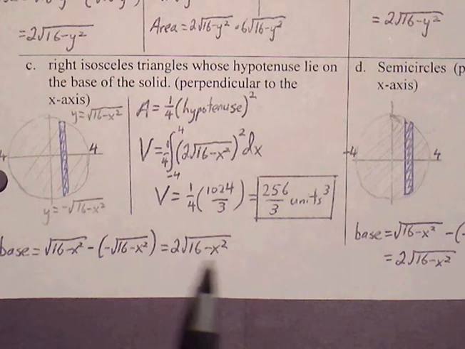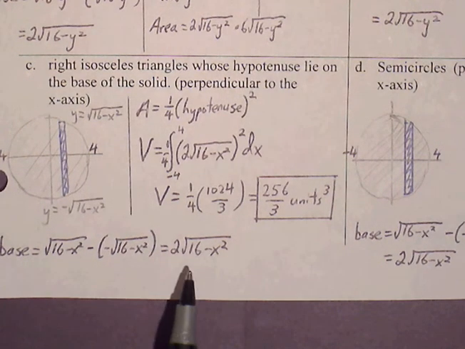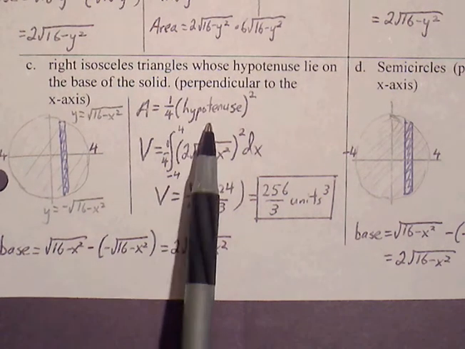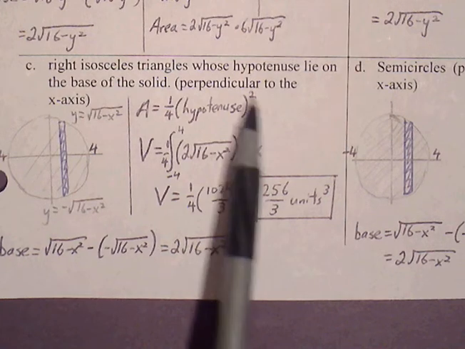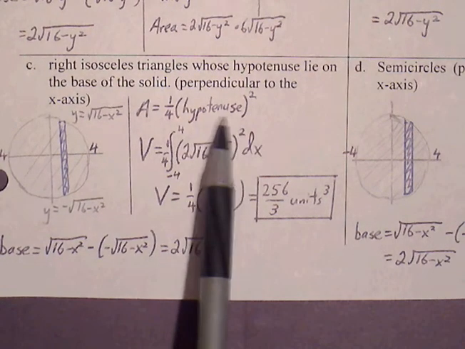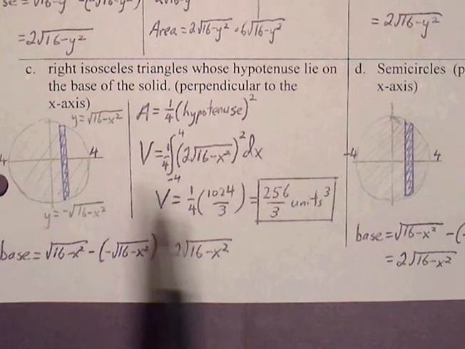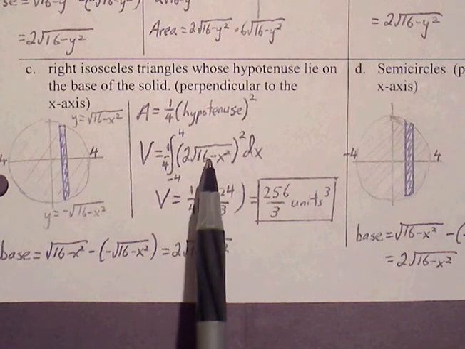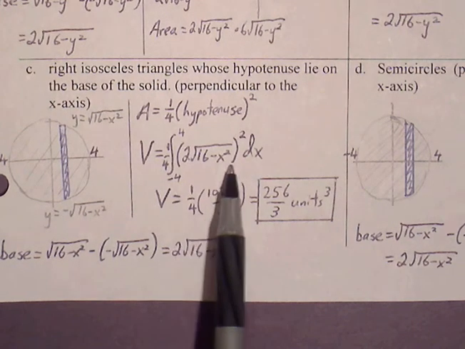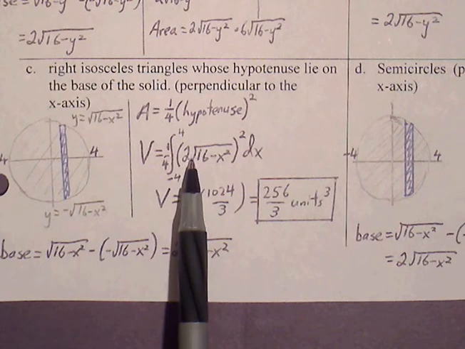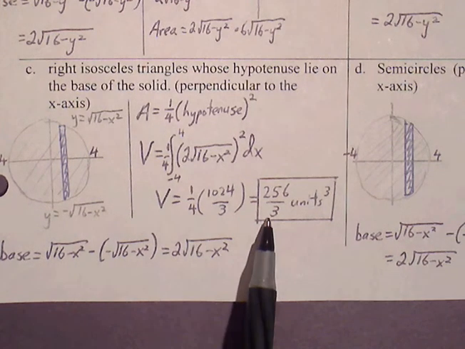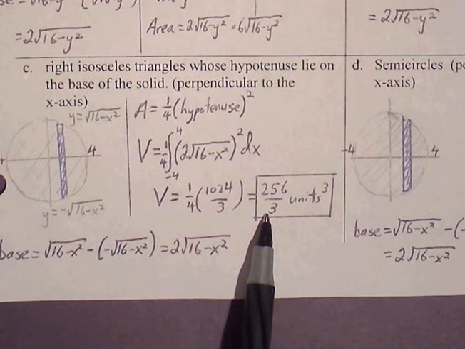Now this base will be the hypotenuse of our right isosceles triangle. And the formula for that is 1/4 hypotenuse squared. Okay, this is the area of a triangle adapted so that we can use the hypotenuse to find the area. So we simply replace 2 root 16 minus x squared in for the hypotenuse, pull the 1/4 out, and this gives us 1024 over 3, which we found from part B as well. So then 1024 over 3 times 1/4 combines and reduces to be 256 over 3 cubic units.